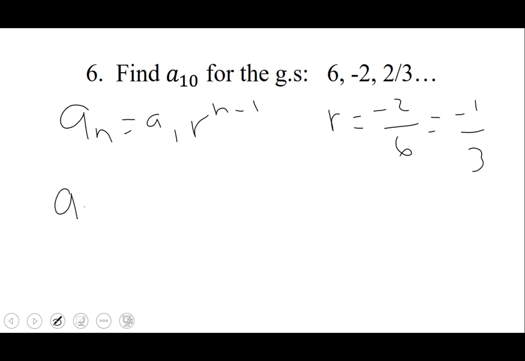If you were trying to find the 10th term, it would be equal to the first term, which is 6, times exactly how many r's there are between 1 and 10, which would be to the 9th.